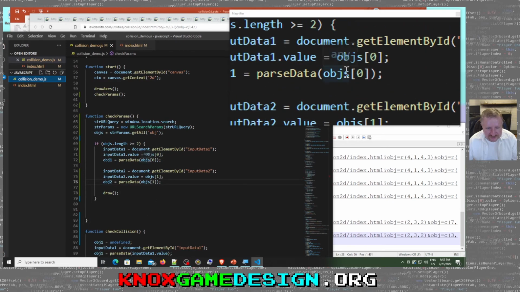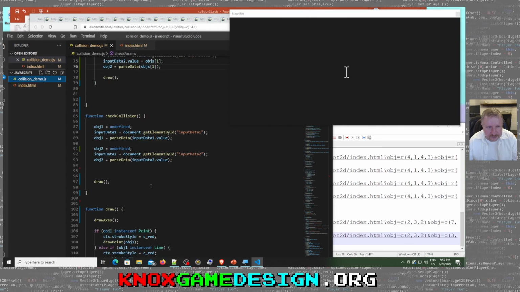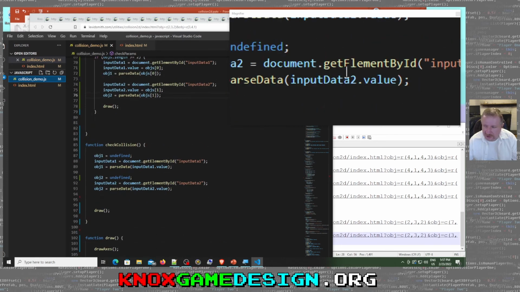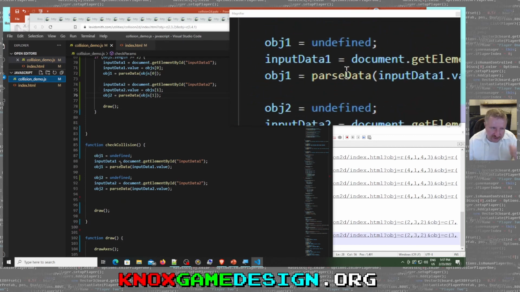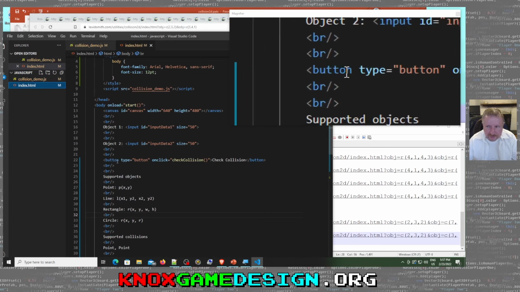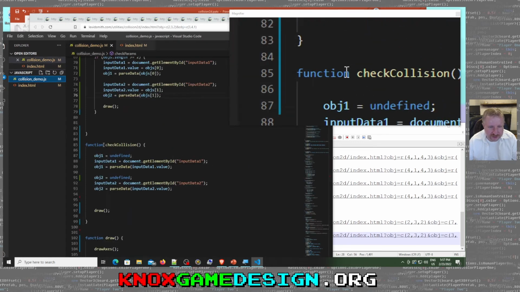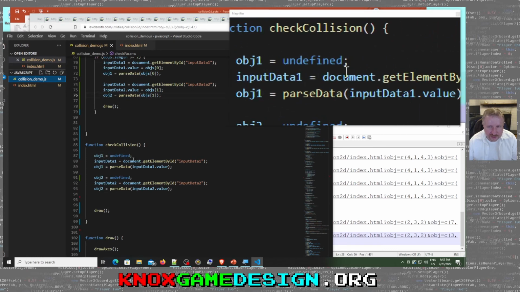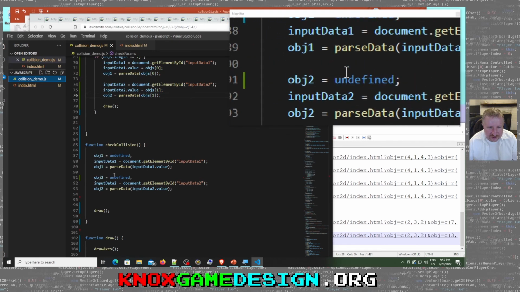If you define more than two objects, then it's only going to use the first two. So you can either specify the objects through the URL parameters or in those two text fields. Basically in your index.html, whenever you press the check collision button, that's going to call check collision. Check collision basically just loads the two values that are specified in the two text boxes.